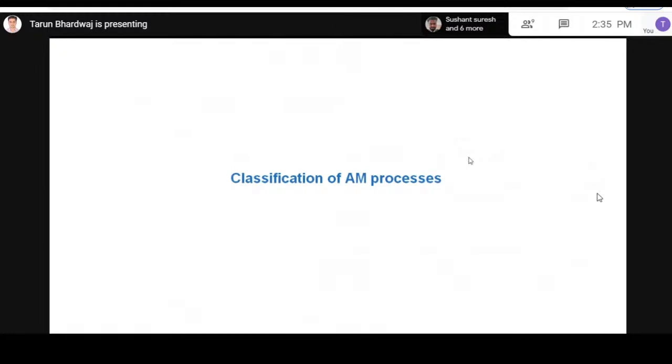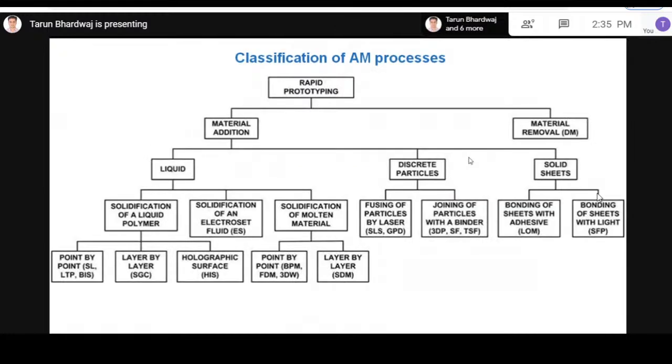Now the main topic is the classification of AM processes. As I told you, rapid prototyping, additive manufacturing, and 3D printing are all the same, but have different names according to the researchers who used them. When we talk about rapid prototyping processes, we are working on material addition, so it is additive manufacturing. They are based on liquid, discrete particles, and solid sheets.